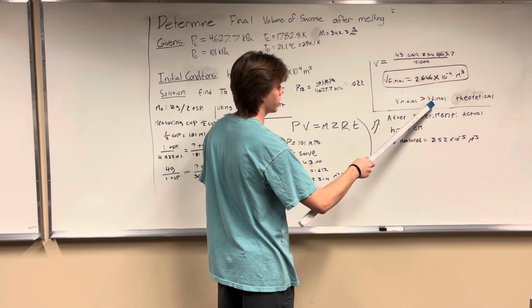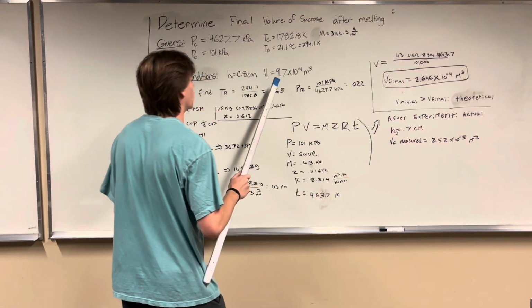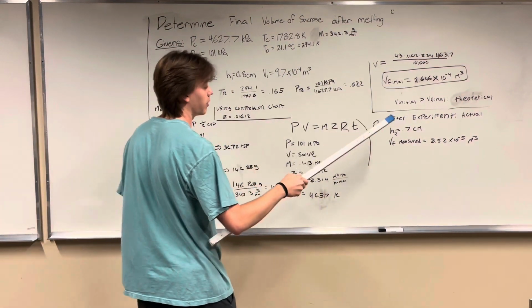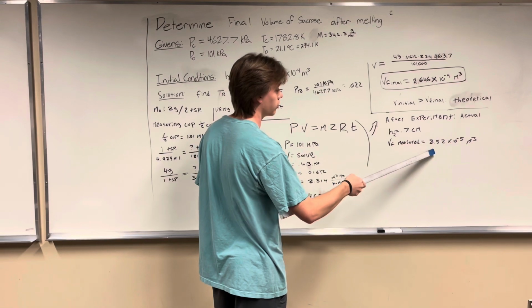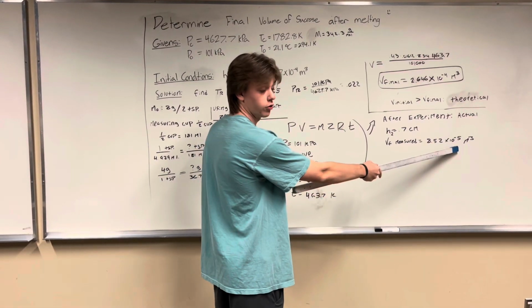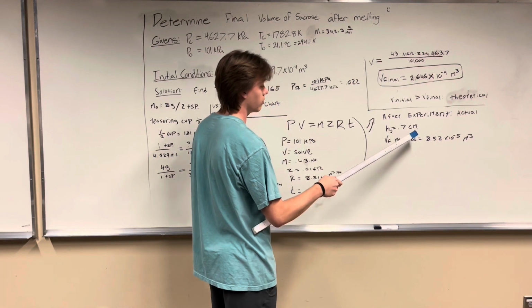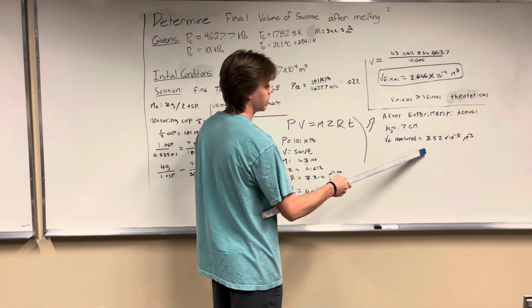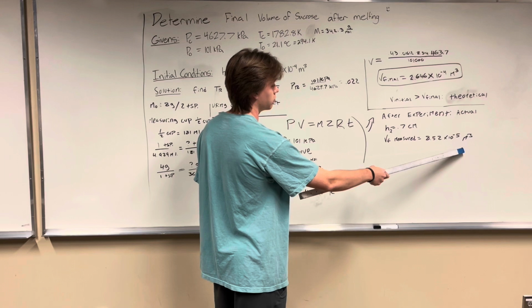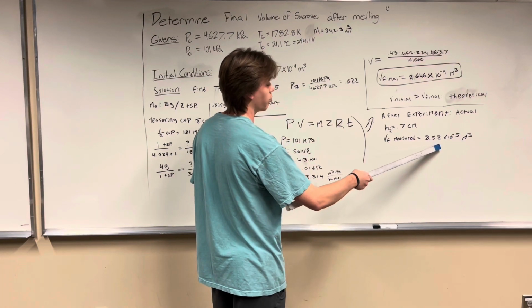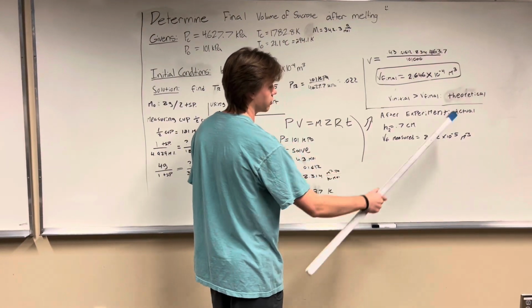which is greater than our initial volume, and it's about 2 times the actual volume we calculated from the ruler in the tray of sucrose, where the height was 0.7 centimeters, and then we measured the volume to be 8.52 times 10 to the negative 5th meters cubed.